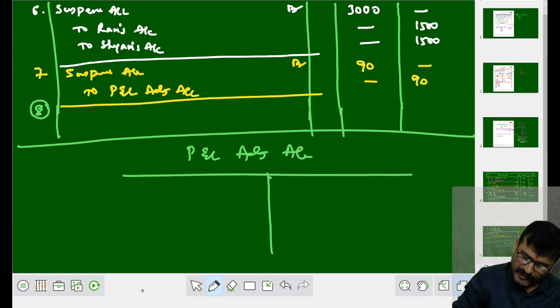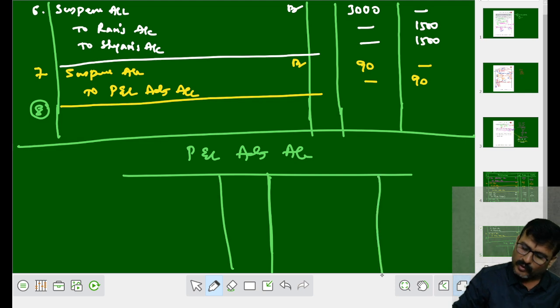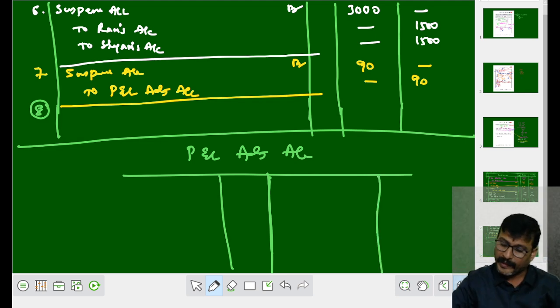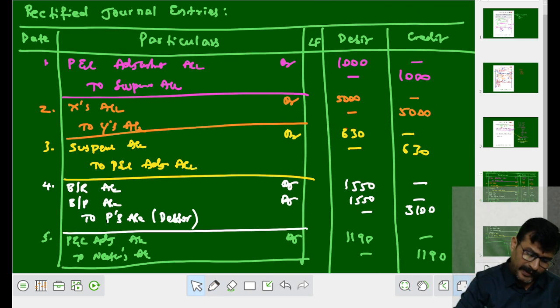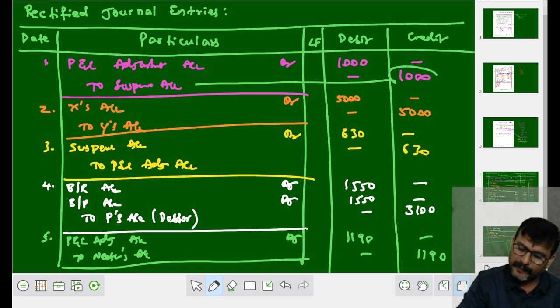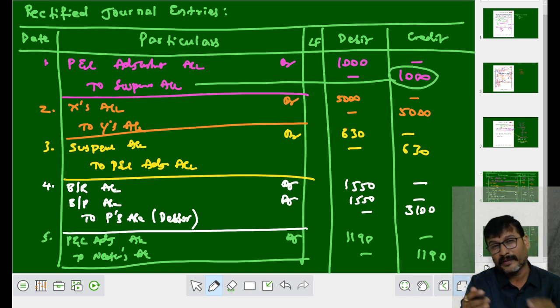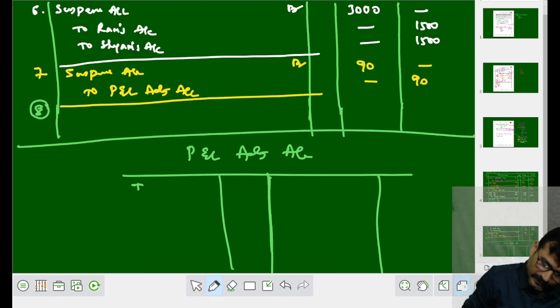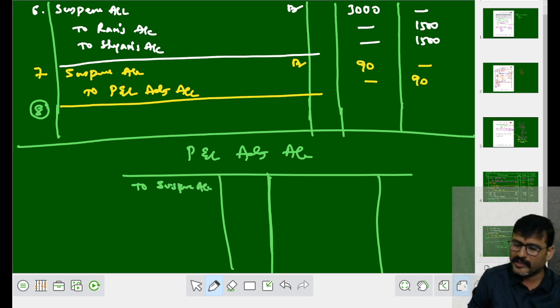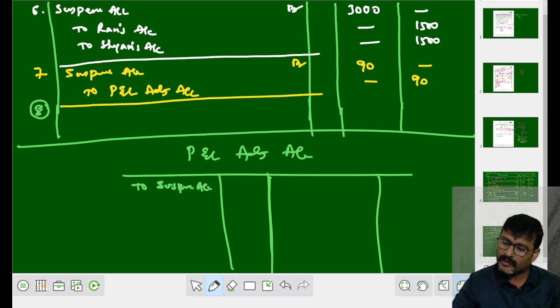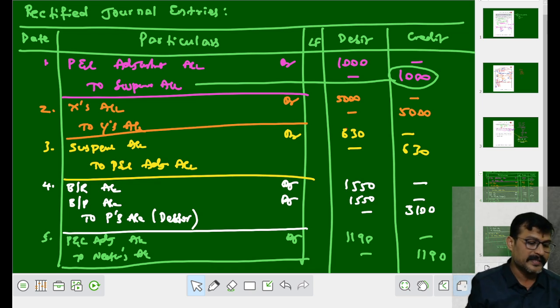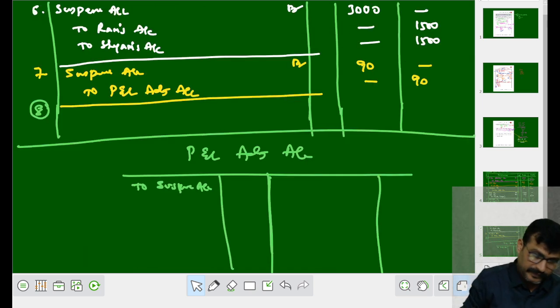The balance of this account is to be transferred to where? To the capital account. See what happened in the first entry. In P and L adjustment, we have written suspense. Suspense is in what place? Suspense is in the credit place. So it comes to where? It comes in the debit side. So let us write to suspense account. It is an amount of how much, my dear student? It is an amount of rupees 1000. So okay, fine.